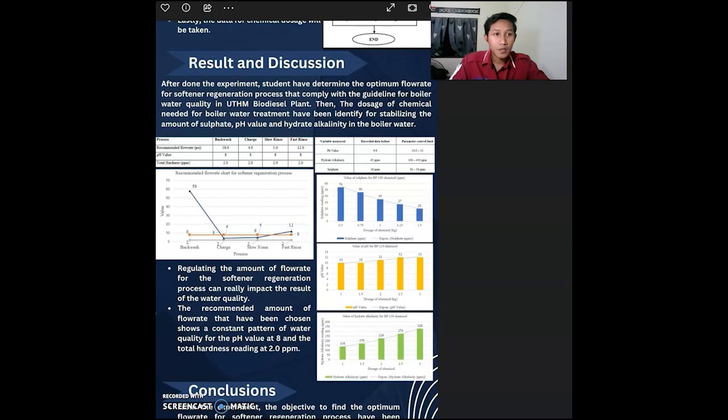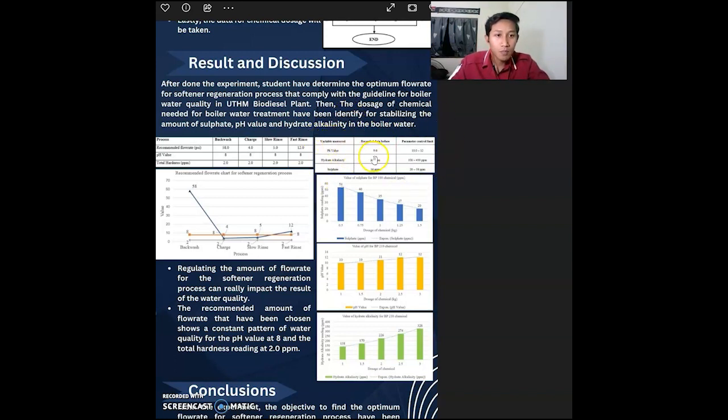Next, the objective of my experiment that I have previously mentioned is to find the optimum dosage of chemical needed for treating the water using BP100 and BP210 chemical. So at the right section of my result and discussion poster, as you can see, this is the table for the data that has been obtained from the sample of boiler water before the experiment was conducted. So this is the water quality data.